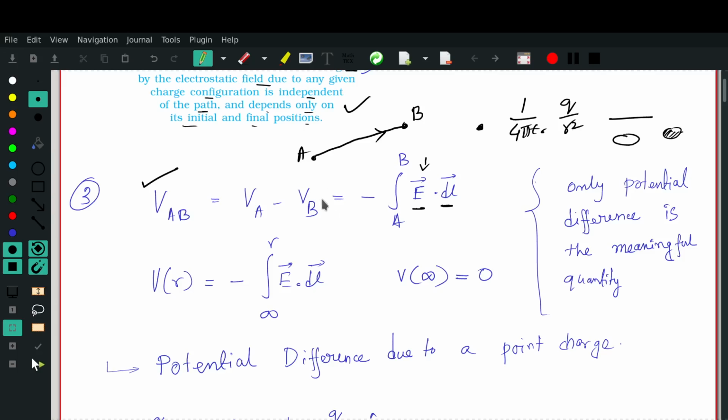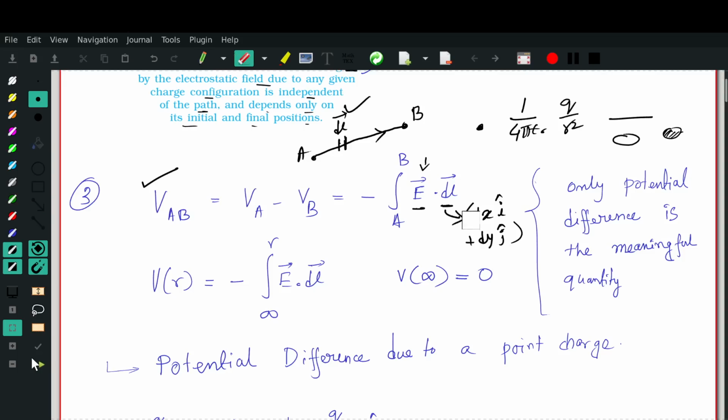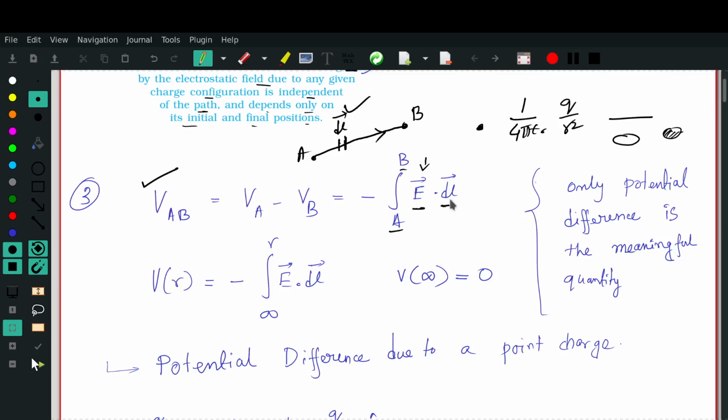So it doesn't matter. This dl is nothing but the smallest, infinitesimal part of this AB. So dl has some direction. Generally speaking, you can write this dl like dx i cap plus dy j cap, and you will have to take a dot product with the electric field that you already obtained from the previous chapter. Now if you do this integration and take the limit from a to b, you will get the potential difference between those 2 points.